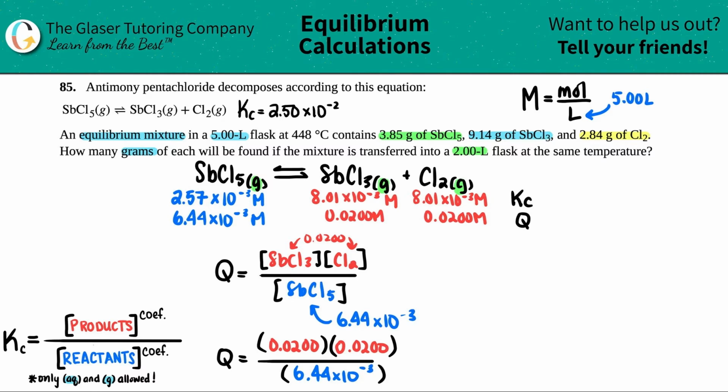Okay, and then let's get that Q value. So 0.02 squared, because that's basically what it is, divided by 6.44 times 10 to the negative 3. Okay, I will round to 3 sig figs, so 6.21 times 10 to the negative 2. All right.